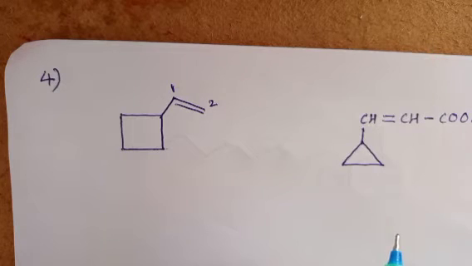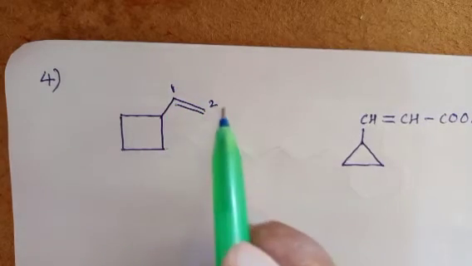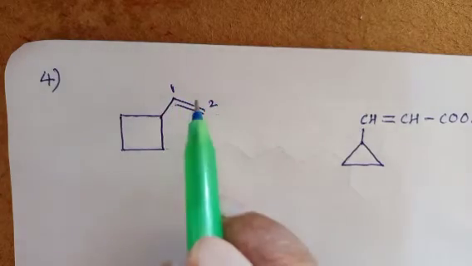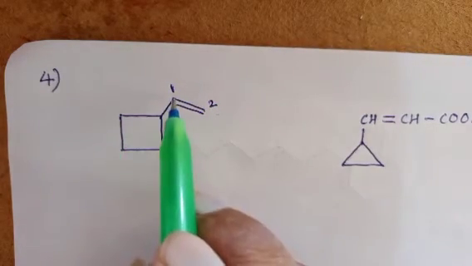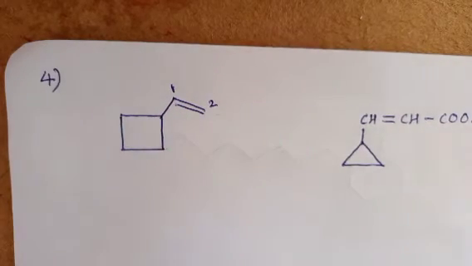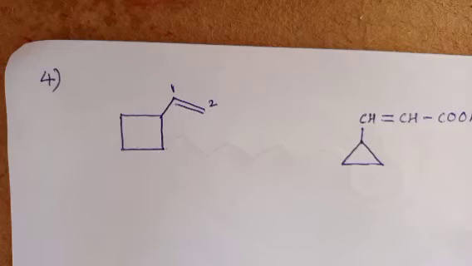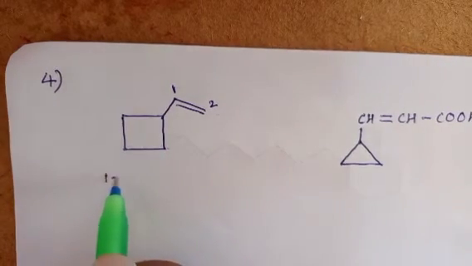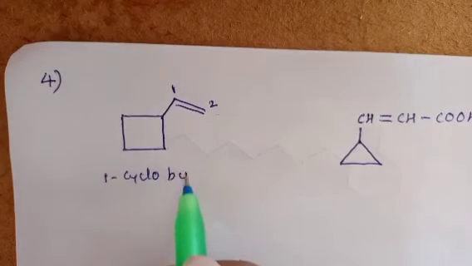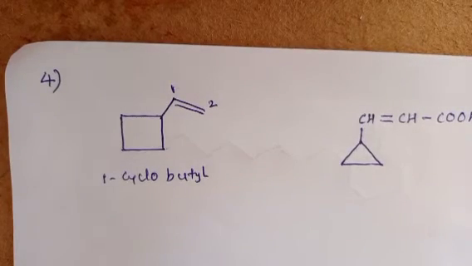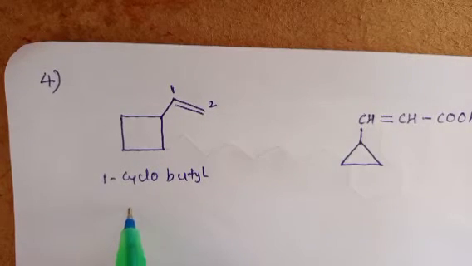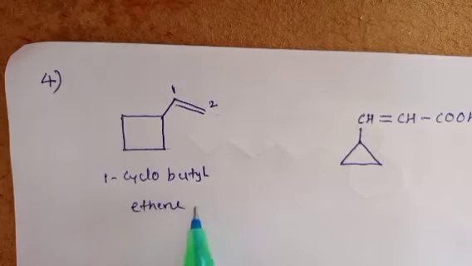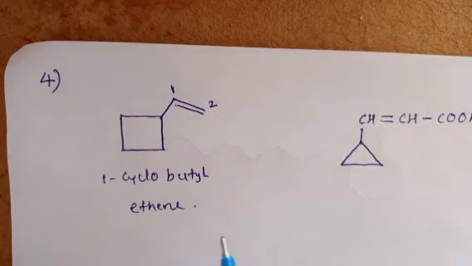1, 2. Okay. So this one acts as the main part of this organic compound. So this one acts as a substitution. So at first position, the cyclic butane is present. That's why you can write it is cyclobutyl. What is this compound? Cyclobutyl. So at which position? First position. Cyclobutyl. Okay? Cyclobutyl ethene. Okay?